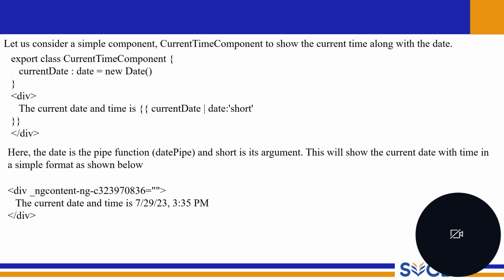So this is the example for a simple component, the current time component, to show the current time along with the date. We have to give the current time component. Here date is the pipe function and short is its argument. This will show the current date with time in a simple format as shown below. So it will display the output as the current date and time.